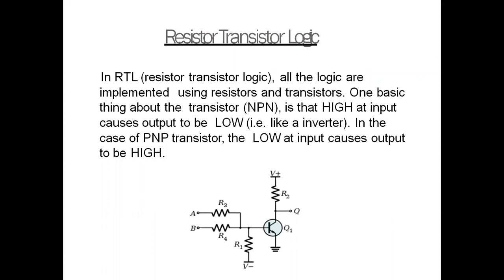A simple diagram, that is A, B, resistors R1, R2, R3, R4 are used. One transistor is used, that is Q1. Advantage, a smaller number of transistors are used, and disadvantage, high power dissipation and low fan-in.